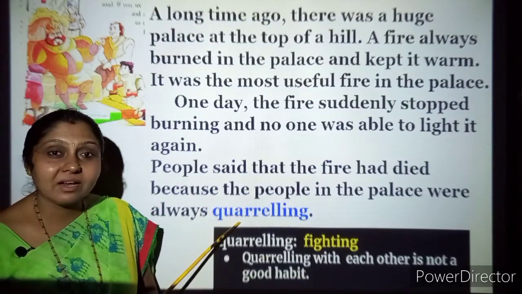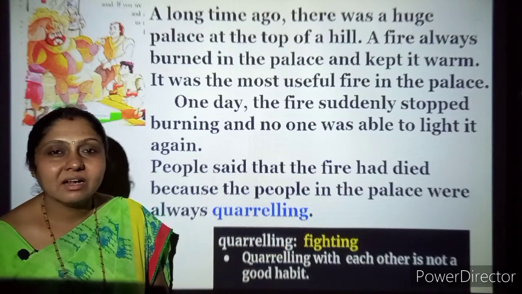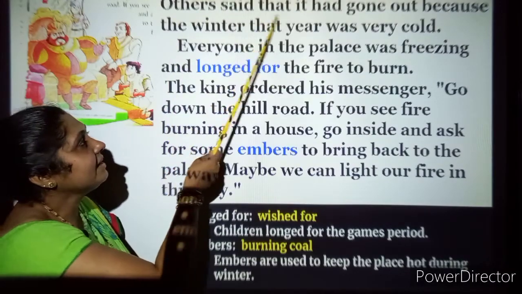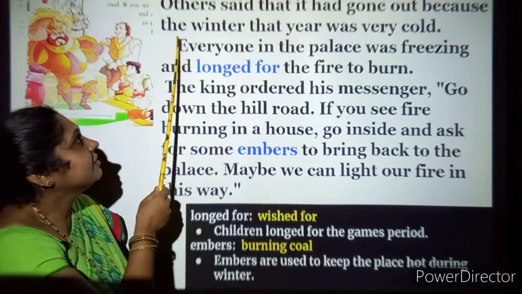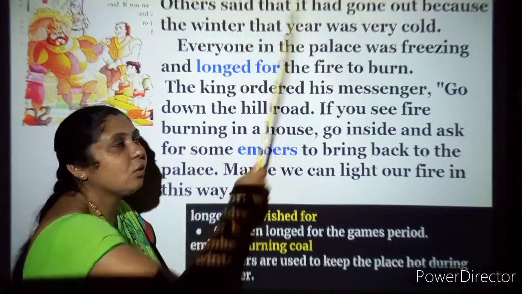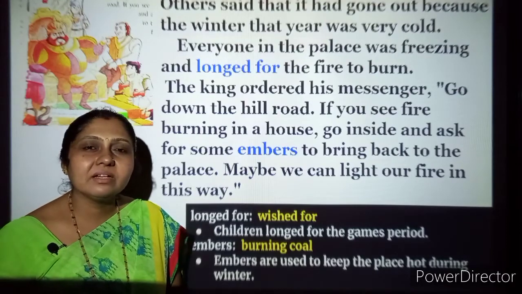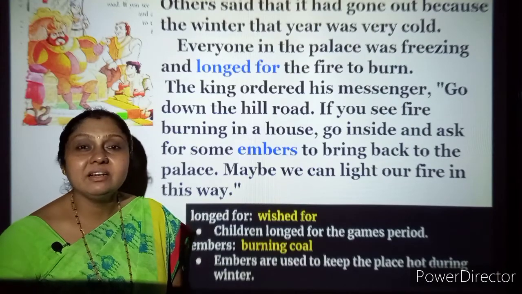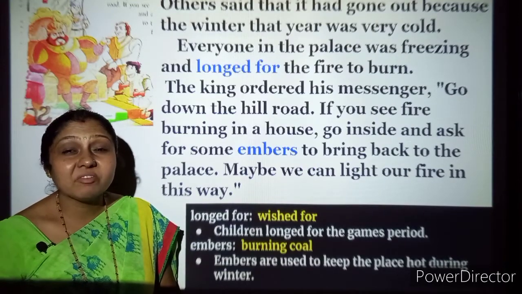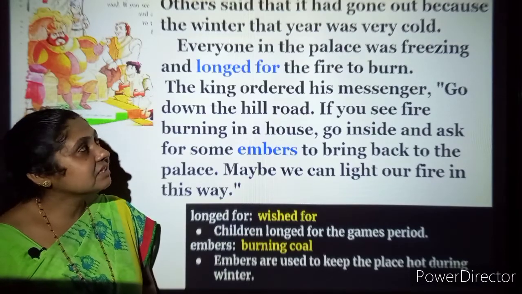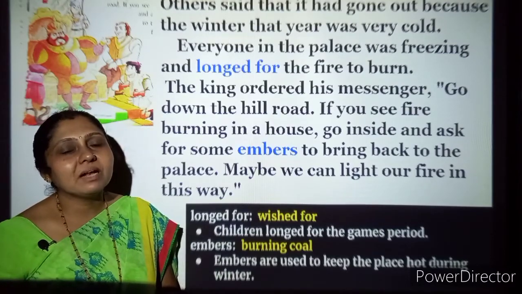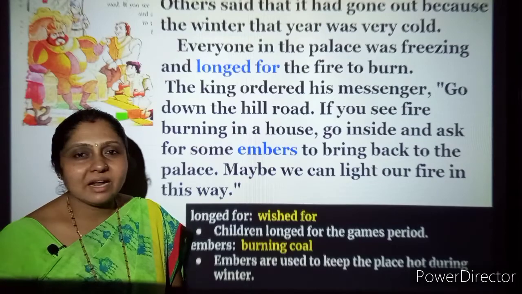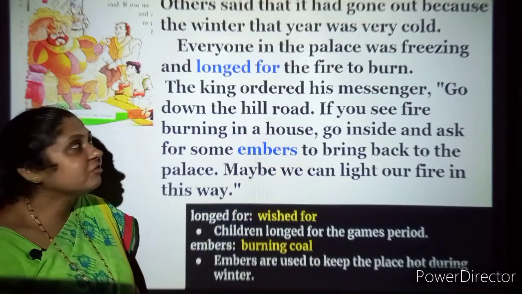So because they were quarreling, what happened? The fire had died. Others said that it had gone out because the winter that year was very cold. So other people, what opinion did they have? What did they tell? Yes, that fire might have gone because of the winter season. You know, in the winter season it will be very cold. So that year the winter season was very cold. So other people, what did they discuss? Because of that winter, or because of the very cold, the light might have gone or the fire might have gone.